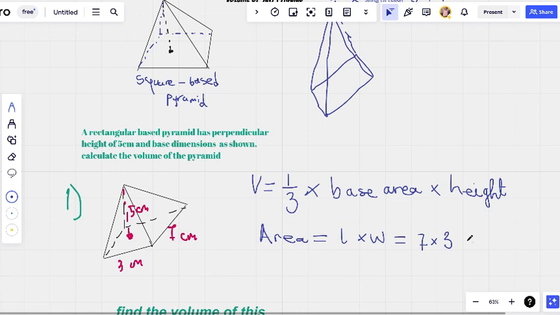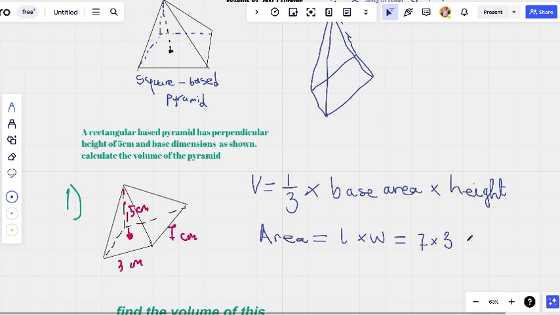Now, like we said, the area in this regard is just length times width. 5 times 4, which is 20, right? So the area is length times width, which is 5 times 4, which is 20. So we already have our area to be 20 centimeters square.